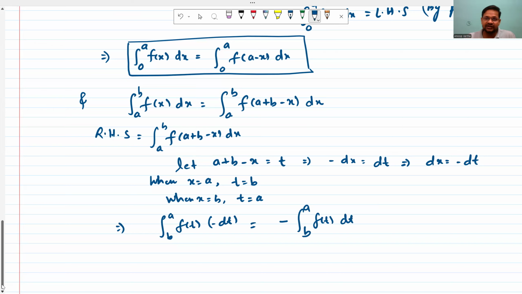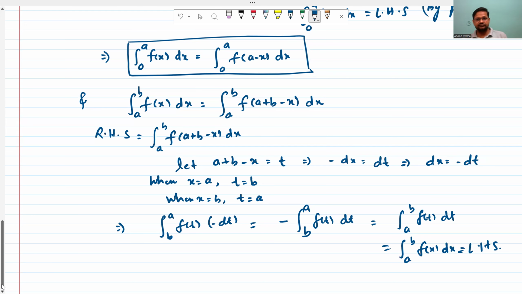Now, change this further again. If we change this by the second property, you can have this is a to b of f(t) dt, and then you can write this as f(x) dx. And that is equal to the LHS. So whatever the limits, if you add up and subtract x and replace this x with a plus b minus x, the value of the integral remains the same.